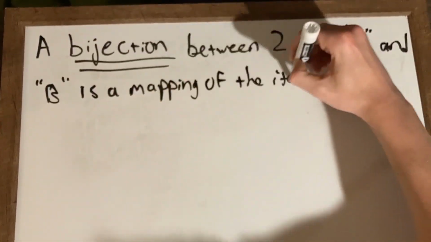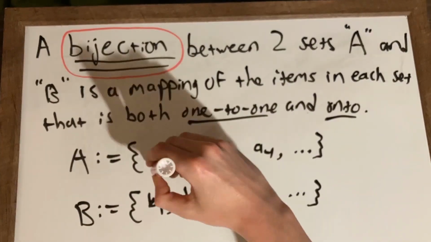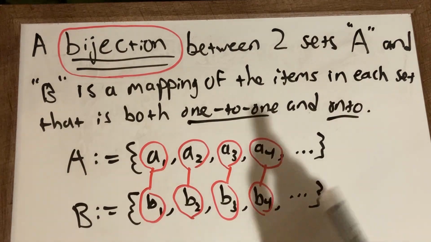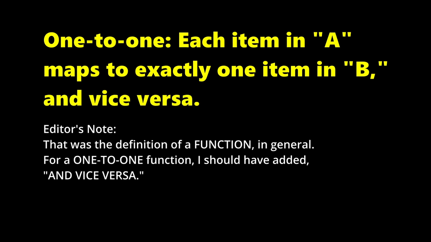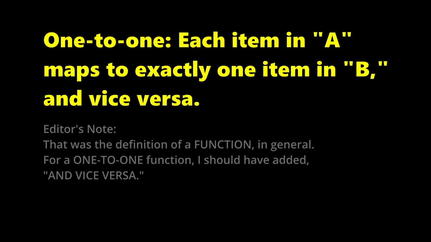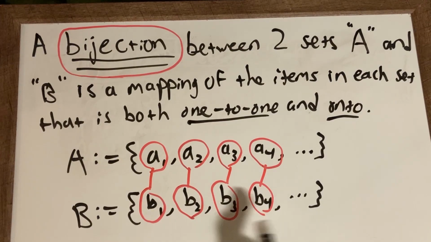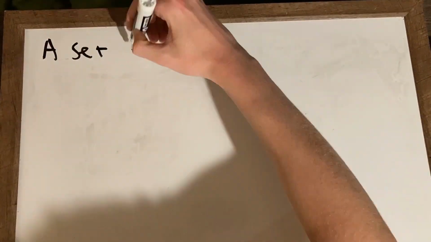Now, a bijection between two sets, let's just say A and B in general, is a mapping of the items in each set that is both one-to-one and onto. So what that means is we're basically matching up the items in A with items in B, and it has to be a matching so that each single item in A matches with exactly one item in B. That's what one-to-one means. Each one pairs with only one. And it's onto, and that just means that no items are getting left out. So there's nothing in either of these sets that's going to be left uncircled or unmatched. So that's a bijection. All right, now we're finally ready to properly define countably infinite.